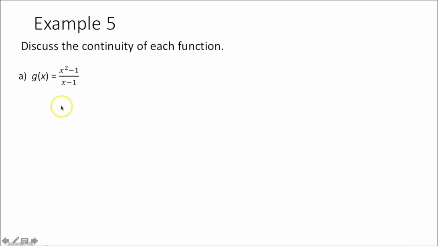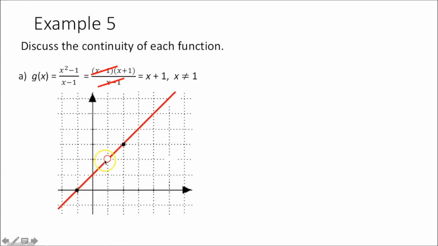Let's try another one. So here we have g of x is equal to (x squared minus 1) over (x minus 1). Now you recognize the numerator is a difference of squares. That means the quantity x minus 1 cancels out with the quantity x minus 1 in the numerator and denominator, and you're just left with x plus 1, where x cannot equal 1 because that would cause our original denominator to equal 0. So what does this look like?